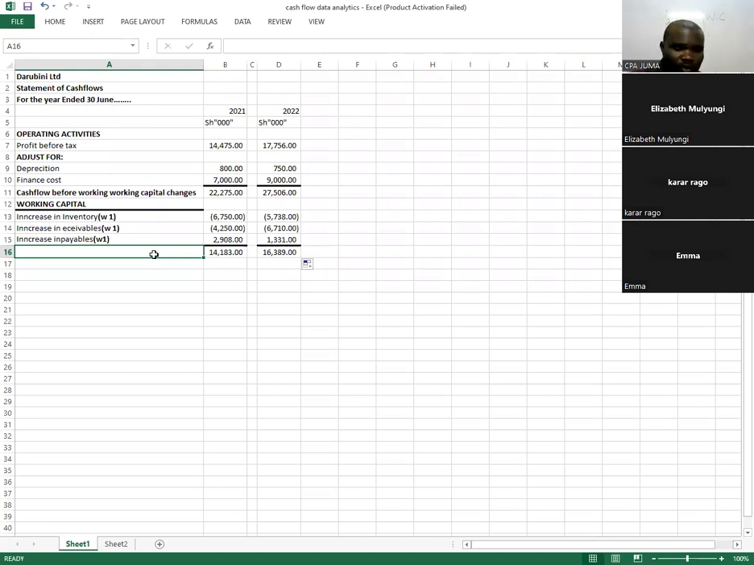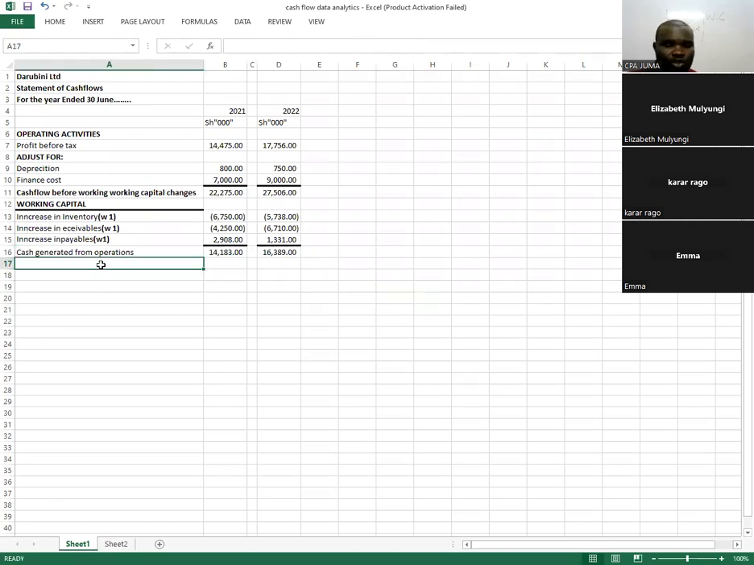So that is okay. So this one is called cash generated from operations. But if you forget that name, it doesn't matter. Those names are not very important.